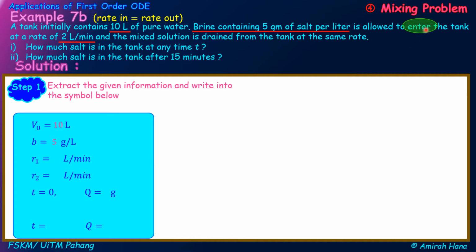The word here is enter. This is a rate, and enter means rate in, so R1 equals 2 liters per minute. And then the same rate means that R2 also equals 2 liters per minute. This is an example for rate in equals to rate out.